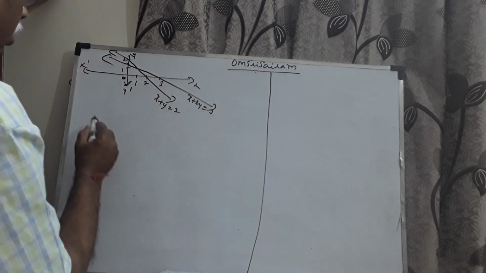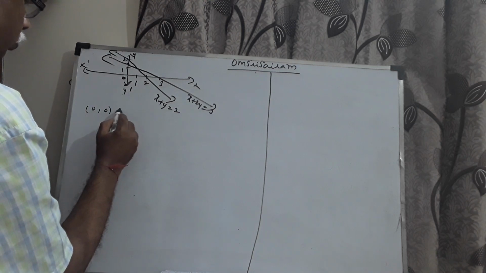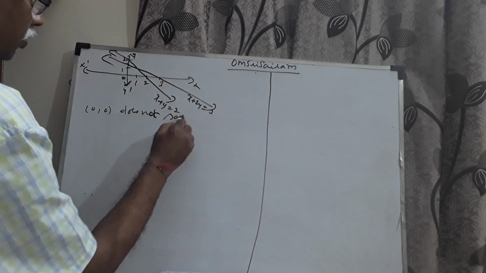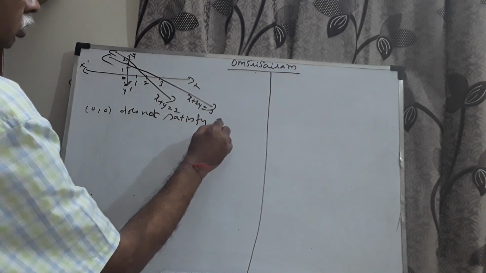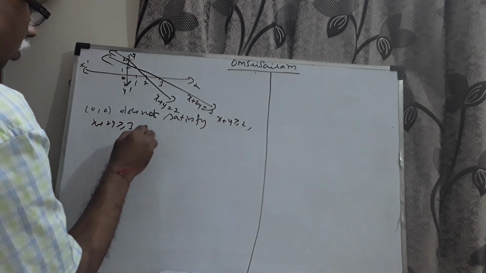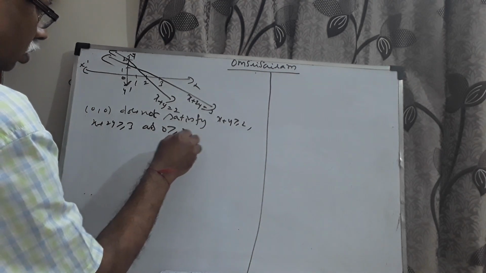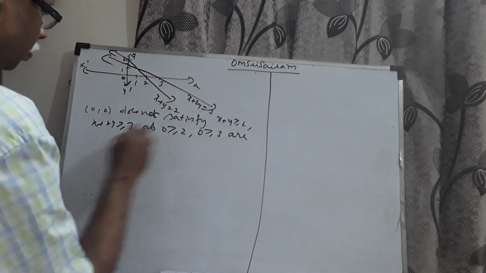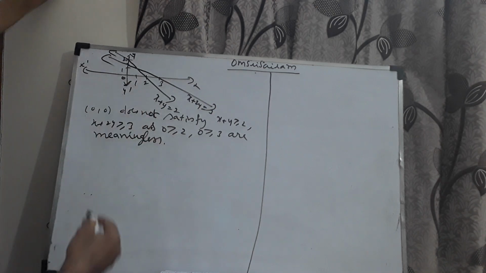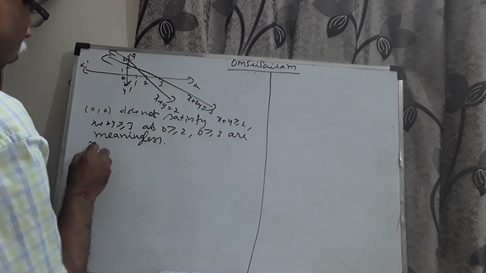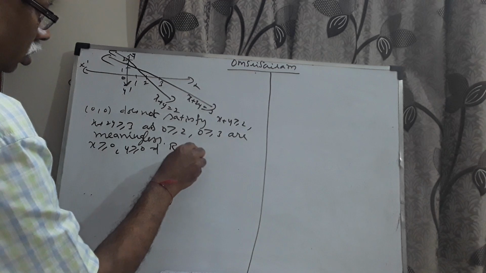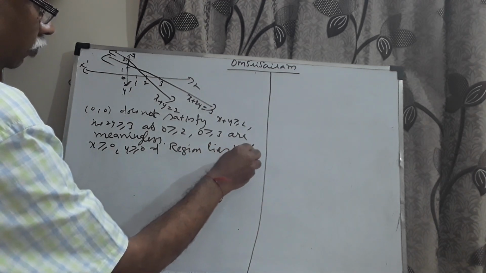Now (0, 0) does not satisfy. Just see how to identify the region, I am explaining that part. x + y ≥ 2, x + 2y ≥ 3: at (0, 0) we get 0 ≥ 2, 0 ≥ 3, which is meaningless. Now x ≥ 0, y ≥ 0 implies the region lies in the first quadrant.